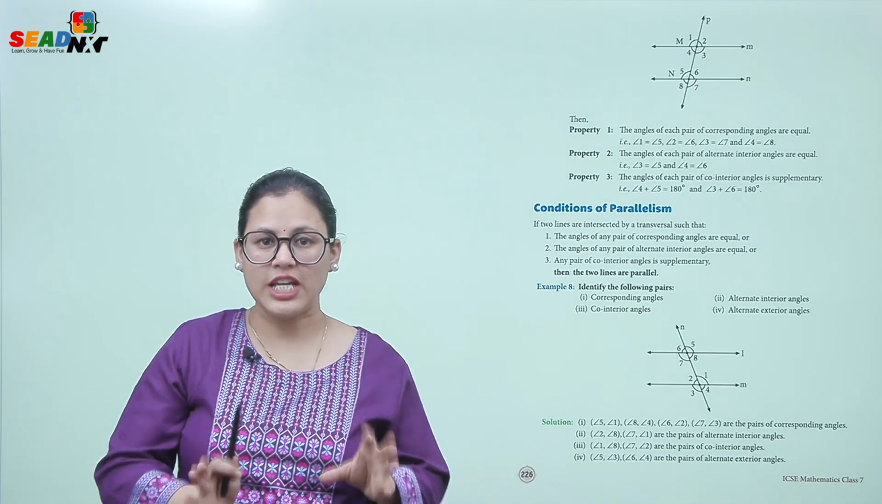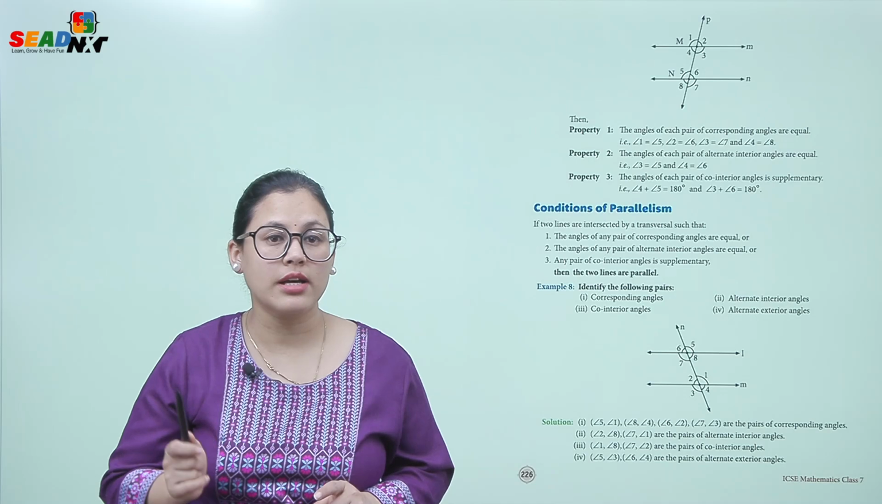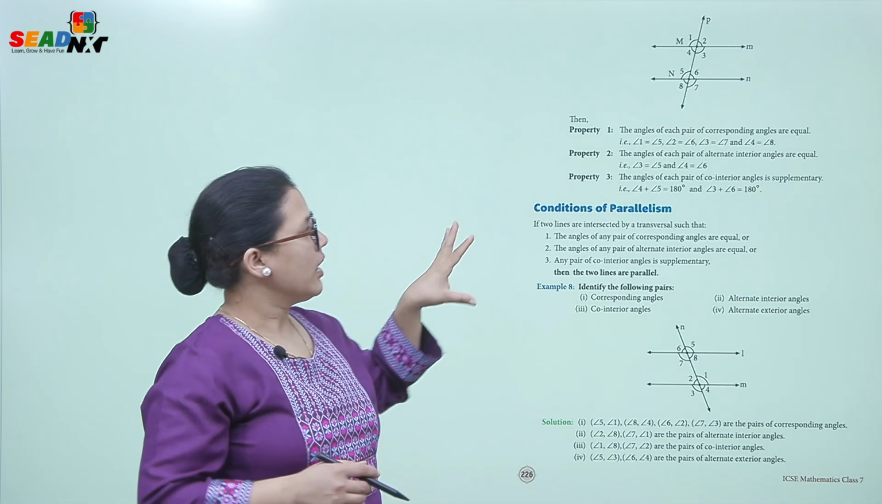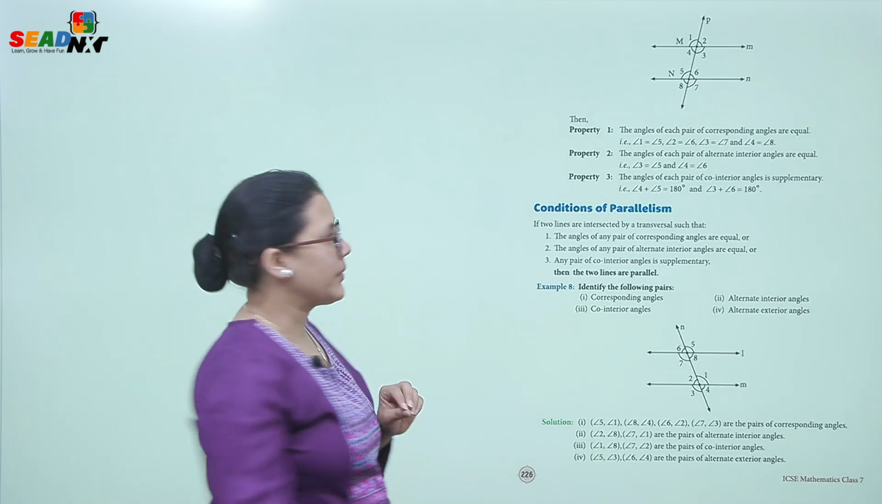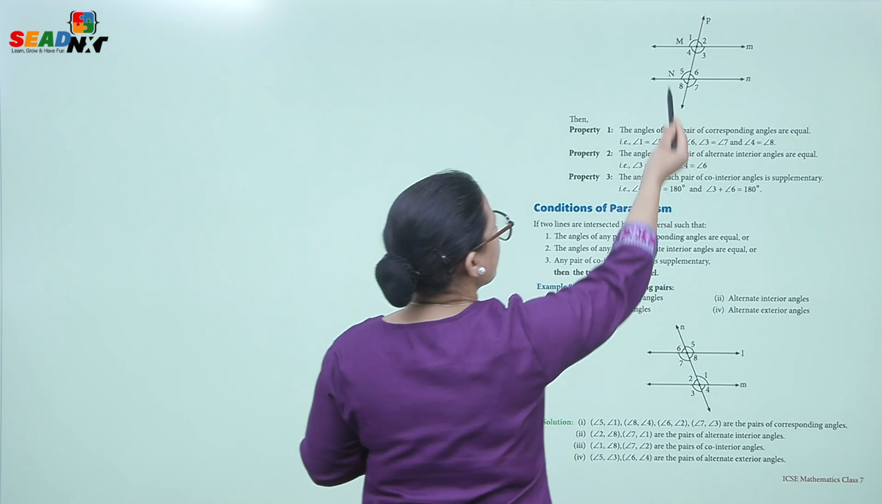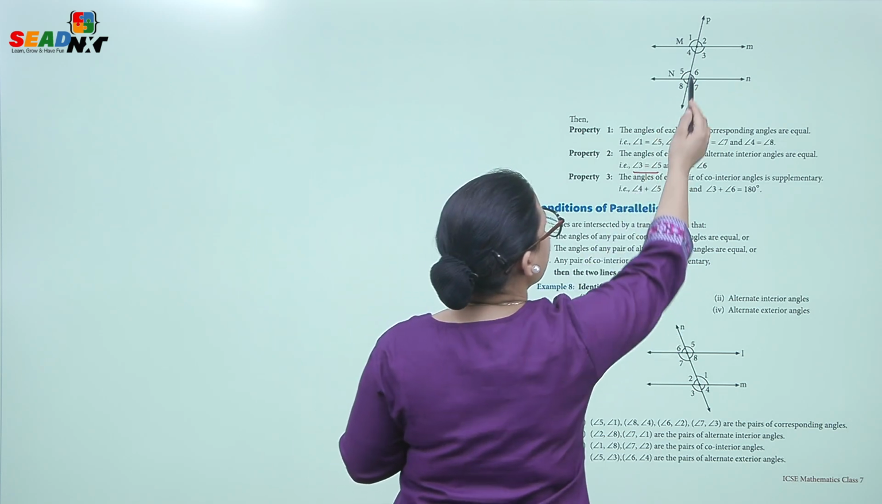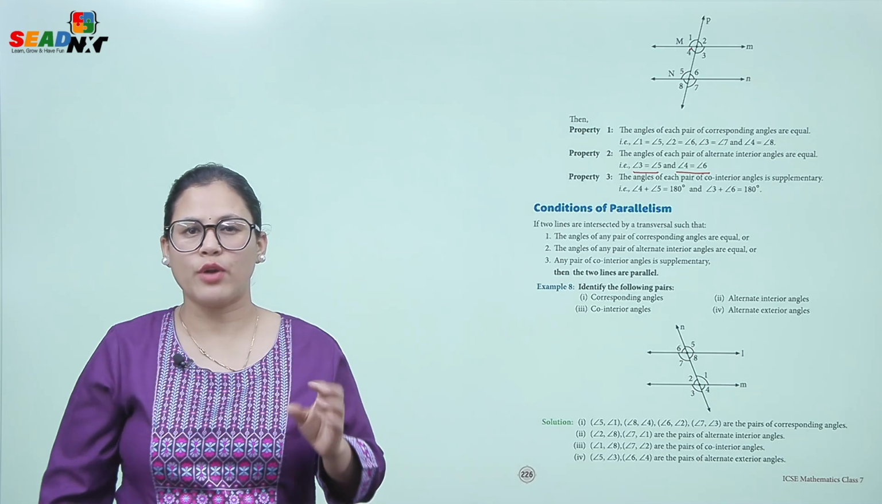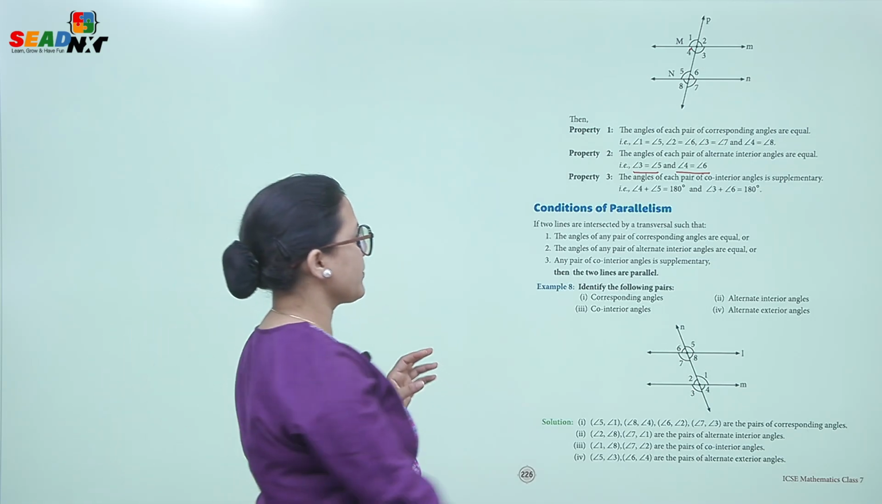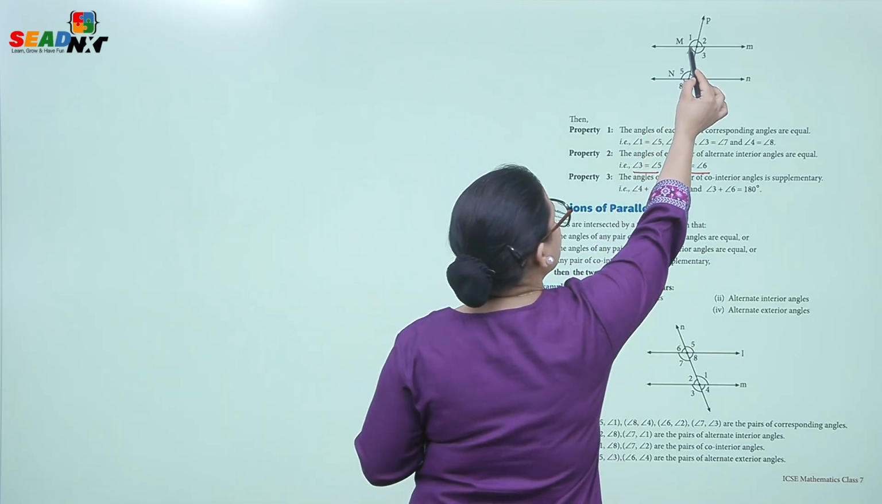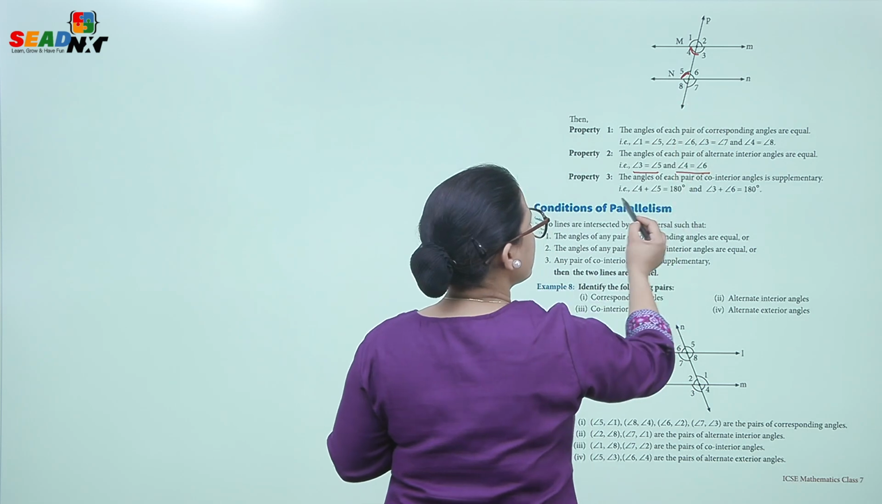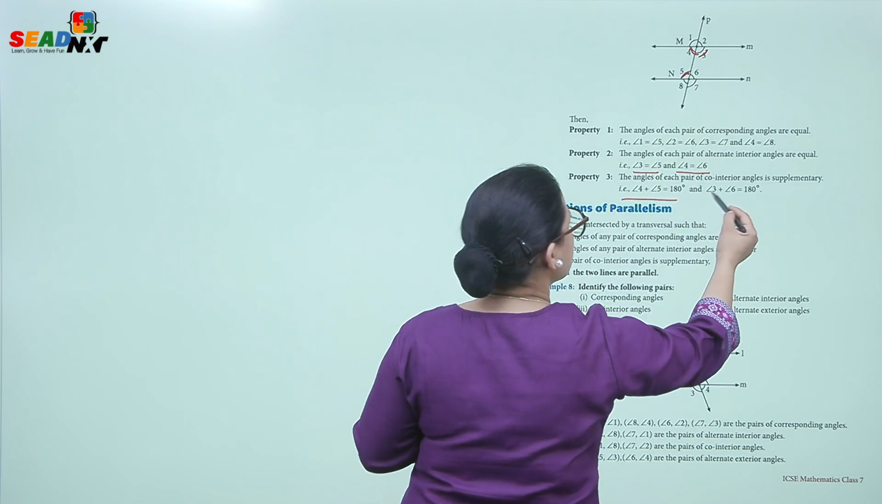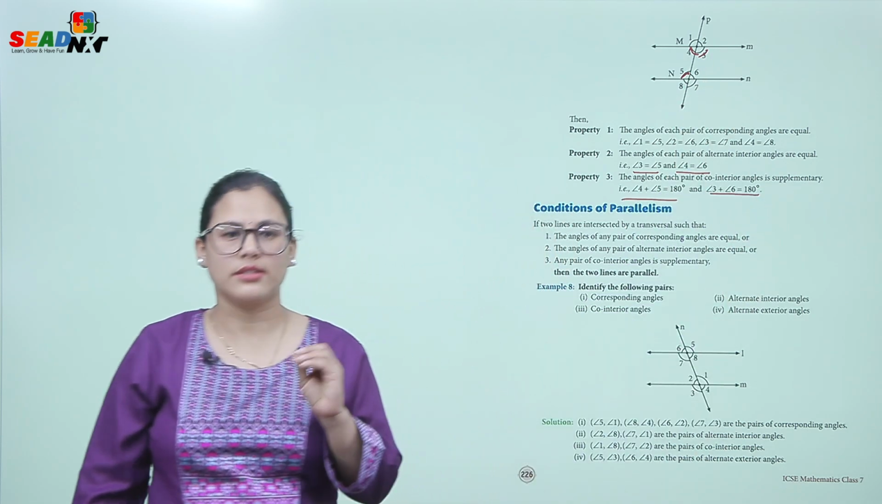Property 2: the angles of each pair of alternate interior angles are equal. So the pairs of alternate interior angles: angle 3 is equal to angle 5, and angle 4 is equal to angle 6. Property 3: the angles of each pair of co-interior angles are supplementary. Angle 4 plus angle 5 is 180 degrees. Angle 3 plus angle 6 is equal to 180 degrees.